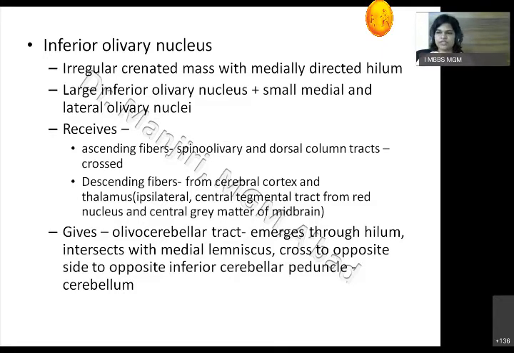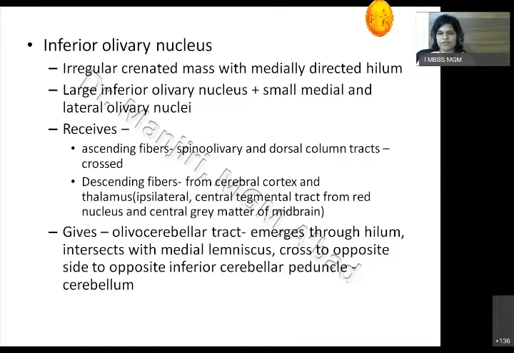So it is connection of these 3 centers. Then it receives the fibers from lower down. So ascending fibers will come from spino-olivary and dorsal column tracts. Obviously, they will be crossed. So from right side of the spinal cord, it goes into the left inferior olivary nucleus.